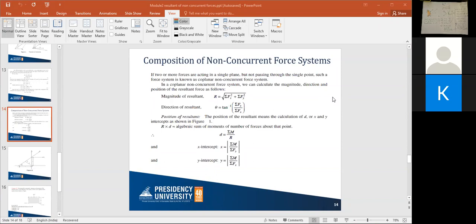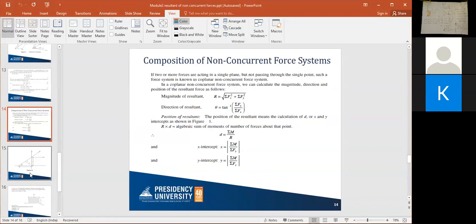And when it comes to non-concurrent force systems, there is another thing called the position of the resultant. Now you know the magnitude of the force, the intensity of the resultant, by virtue of the formula R is equal to root under, etc. You know the direction at which the force is being applied by virtue of theta, tan inverse sigma Fy by sigma Fx. But now you need to know the exact position of that particular resultant.